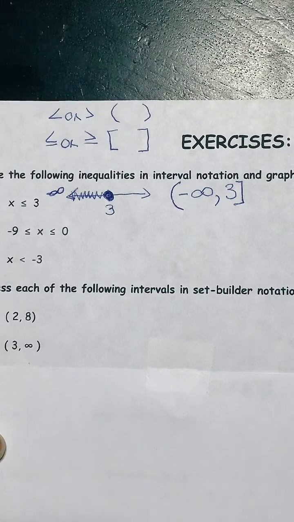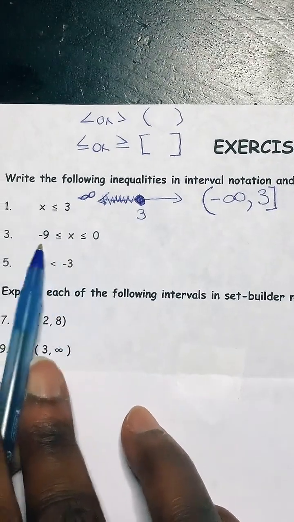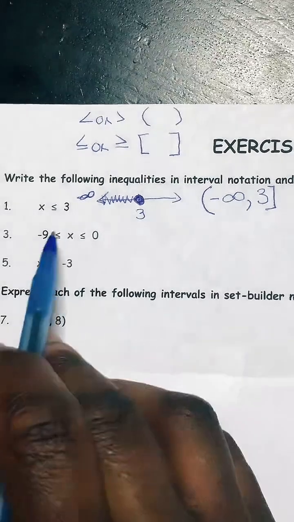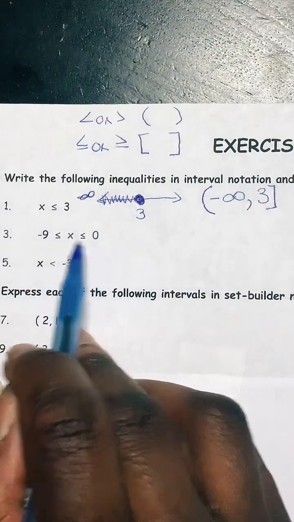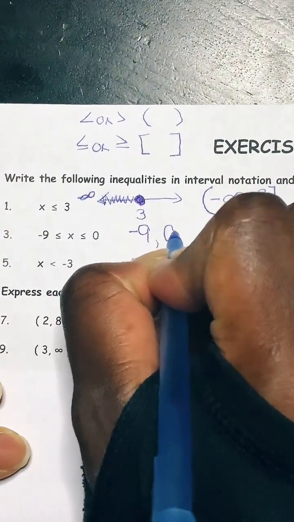Now, people like to get confused with the next one. You see 3 things, you're like ready to freak out. No. Think of the end numbers as bookends. You'll have -9 and you have 0.